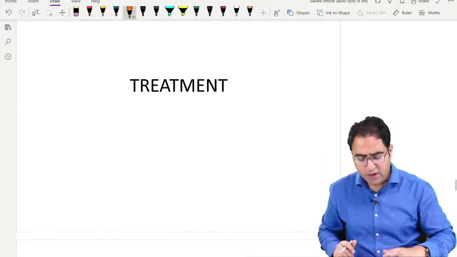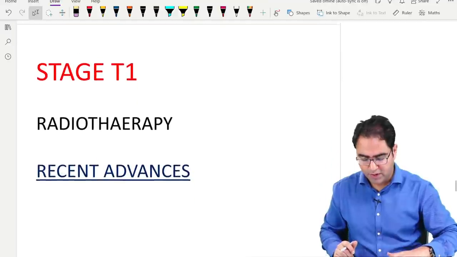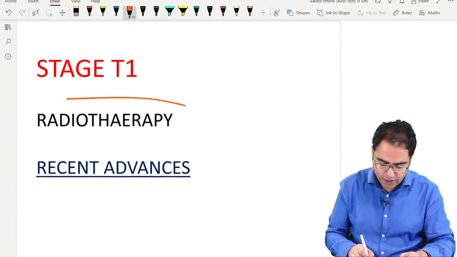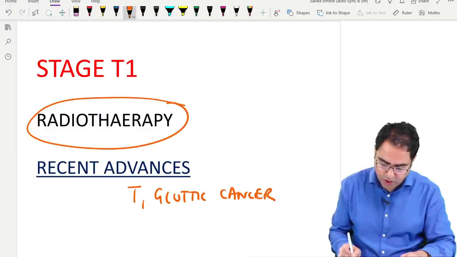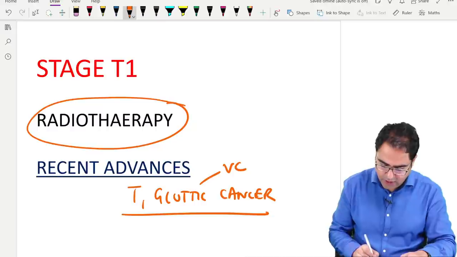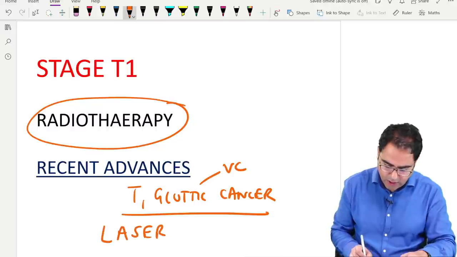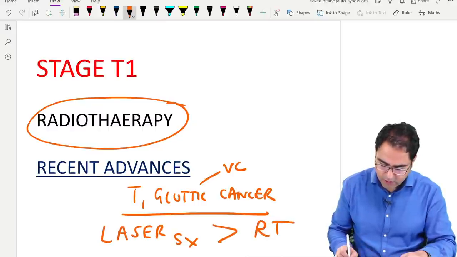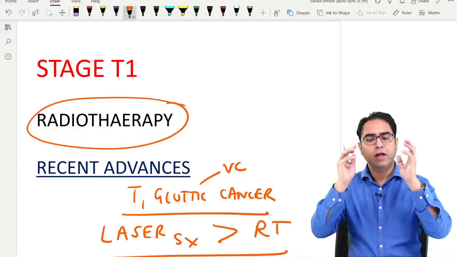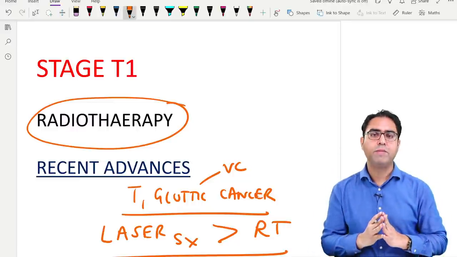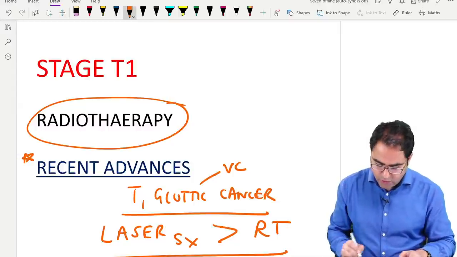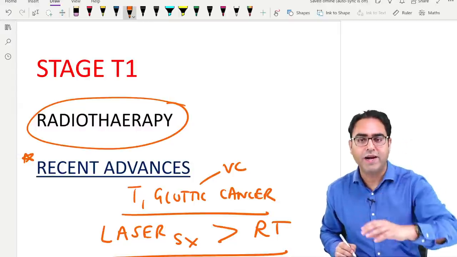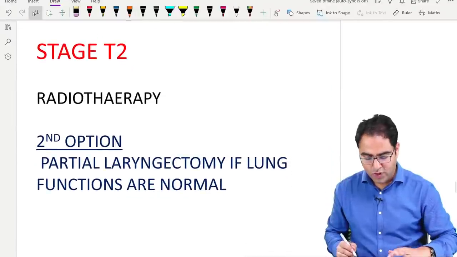Now, let us finish the treatment also, beta. Treatment. T1, radiotherapy. Undoubtedly, radiotherapy, beta. But for T1 glottic cancer nowadays, if particularly vocal cord cancer is there, then laser surgery is a better answer than radiotherapy, beta. Will you remember it? Am I clear? So T1 radiotherapy, but nowadays for T1 glottic cancer, laser is a better answer than radiotherapy. Now T2, again radiotherapy.